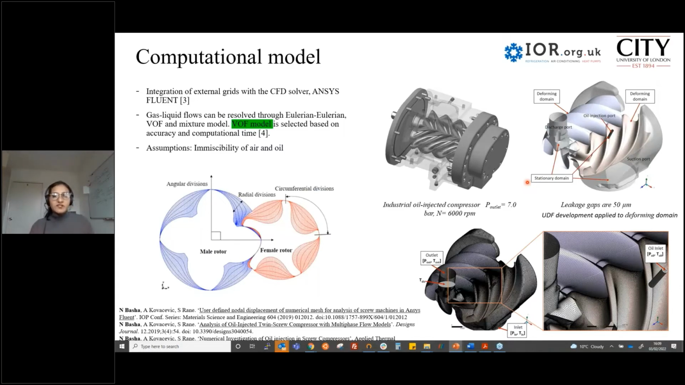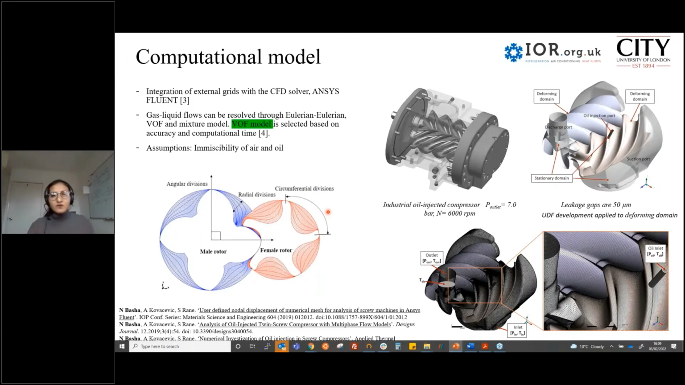We have this mesh developed from an in-house package developed within City University of London. But what I did in the study was integrate this complex mesh with an ANSYS Fluent solver. For that purpose, we had to understand the node positions in this mesh, match those node positions with the mesh in ANSYS Fluent, and make sure that with the compressor rotation over time, the mesh nodes are being translated.